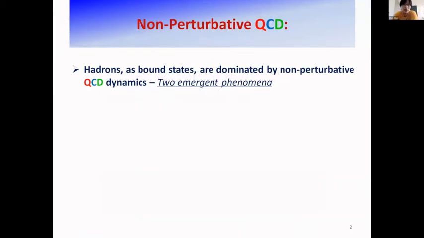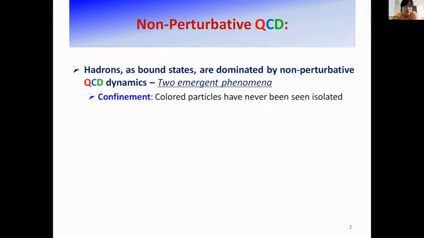Let's start with low-energy QCD. We know that hadrons, as bound states, are dominated by QCD dynamics. It has two emergent phenomena. The first one is confinement, which means colored particles have never been seen isolated. It can explain how quarks and gluons bind together.